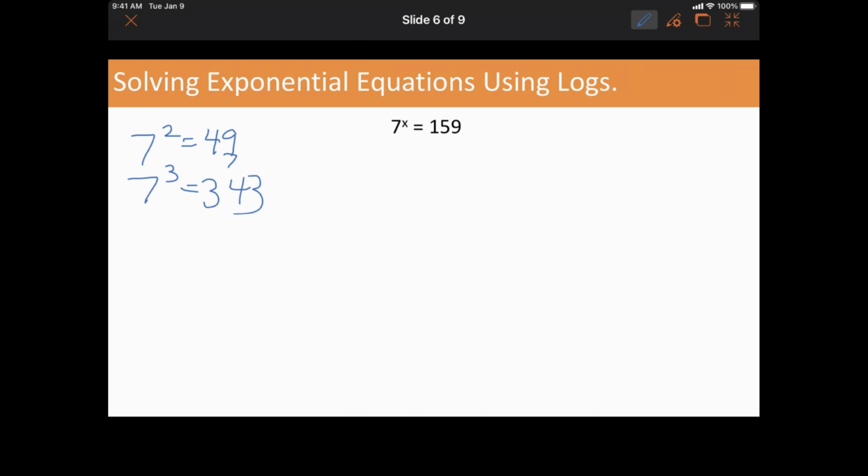What do we do? This is where logarithms come into play. So it's like you can take a square root of anything, right, on both sides at any time. You can do that with logs. So I'm going to take the log of both sides. Yep, you just write log.